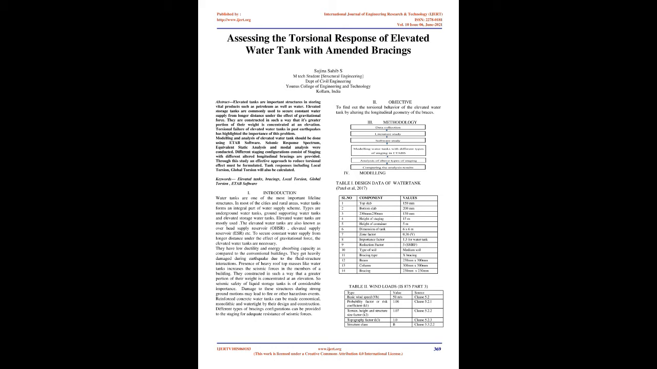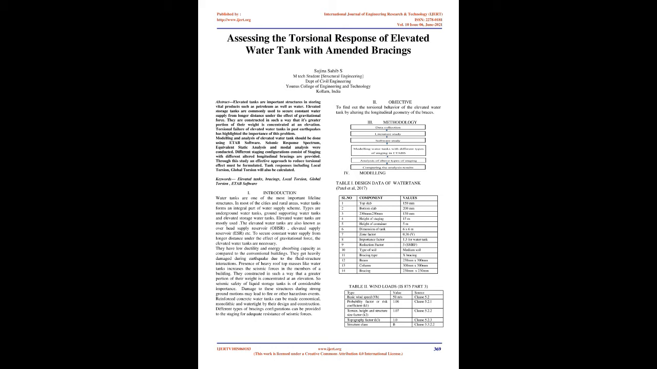Introduction. Water tanks are one of the most important lifeline structures. In most of the cities and rural areas, water tanks form an integral part of the water supply scheme. Types are underground water tanks, ground supporting water tanks and elevated storage water tanks. Elevated water tanks are mostly used. The elevated water tanks are also known as overhead supply reservoir, OHSR, elevated supply reservoir, ESR, etc. To secure constant water supply from longer distance under the effect of gravitational force, the elevated water tanks are necessary.